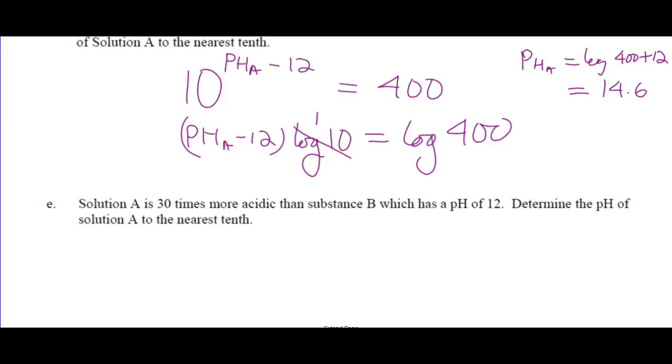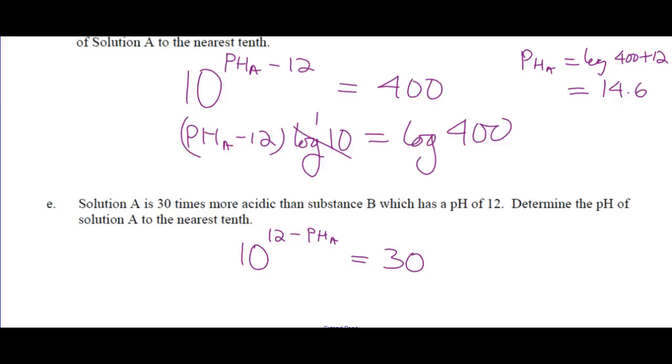Solution A is 30 times more acidic than solution B, which has a pH of 12. So who's got the higher pH, the 12 or the solution A? If it's more acidic, it has to be a lower pH, right? So now this time we want to go 10 to the 12 minus pH of A is equal to 30. The intensity, we're going the other way this time. We know we're going to have a lower intensity. Then we just plug it into the calculator.